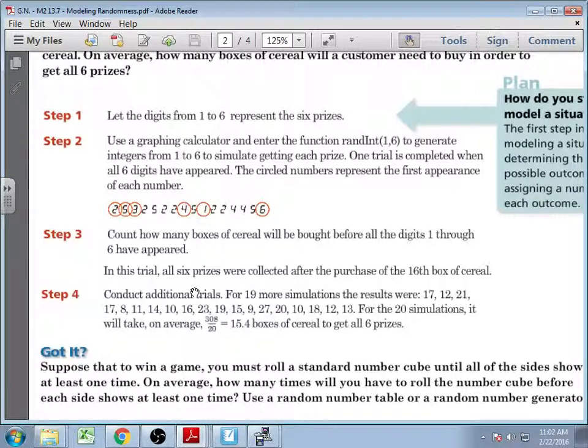After all 20 simulations, it took them 308 trials in all 20 simulations. So they take their 308 over 20, and they get about 15.4. We would assume that if we did that 19 more times, we'd get approximately the same answer that they did. We'd have to buy 23 boxes before we get it.